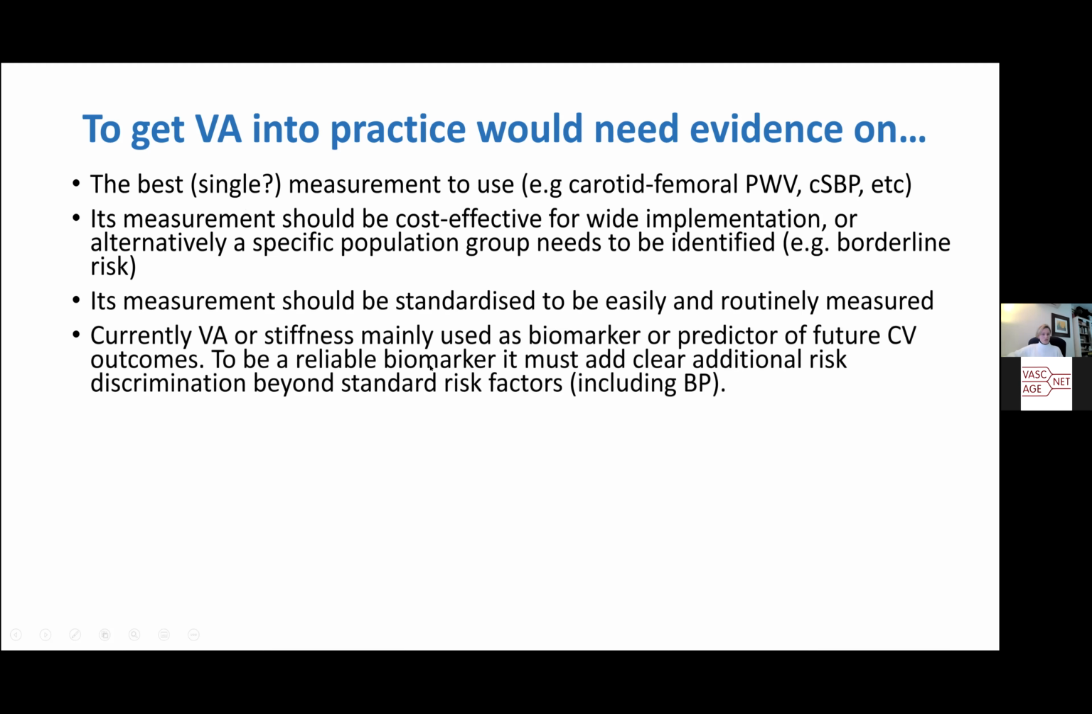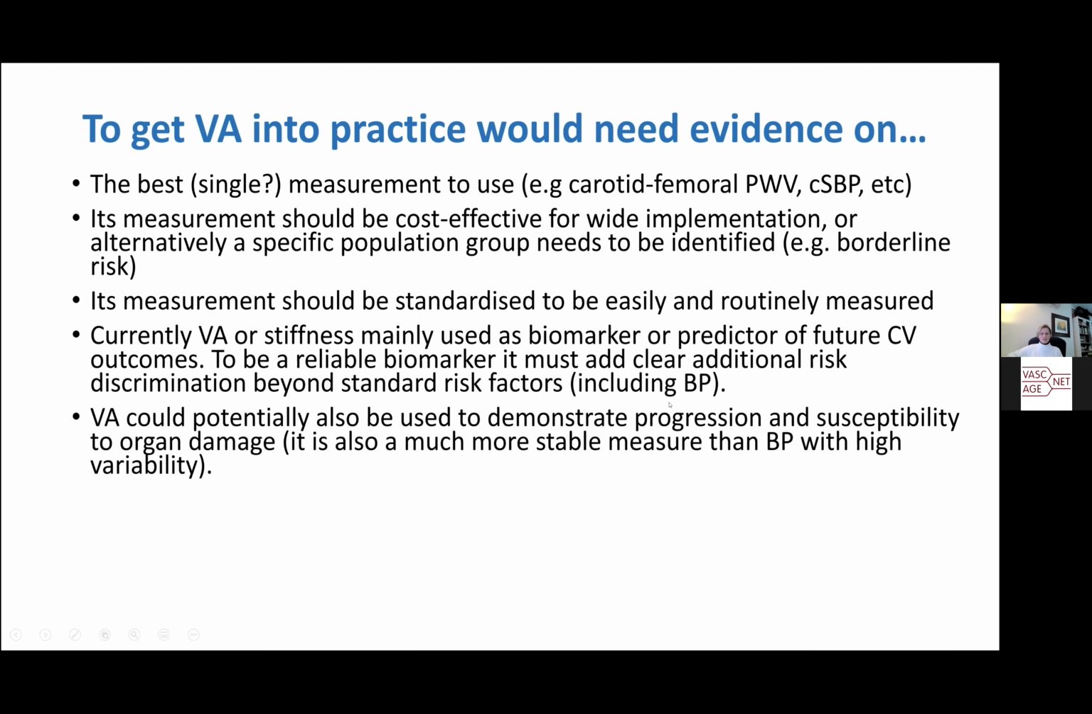Currently, vascular aging or stiffness is mainly used as a biomarker or predictor of future outcomes. That's to my understanding. And to be a reliable biomarker, it must add clear additional risk discrimination beyond your standard risk factors. And we already saw that in the 2006 paper, and maybe there were earlier ones as well from the group of Stassen. So they already showed it does bring additive value, and there have been several others demonstrating the same. So why is it not taken up? Why is it not being seriously considered?